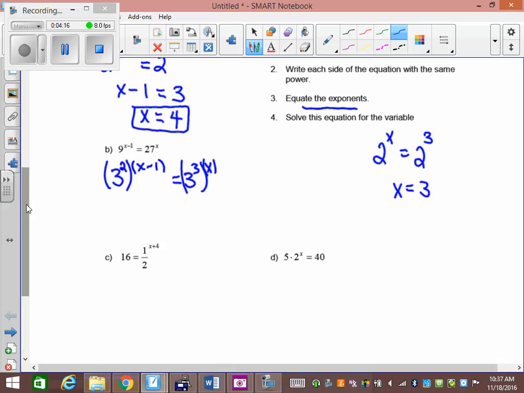Okay, so do you see, if you forget to write the brackets out, some people might just write 2x minus 1, which is actually wrong. You have to remember to distribute that 2 in. That's why I write this in brackets. So it's going to be 3 to the 2x minus 2 equals 3 to the 3x.